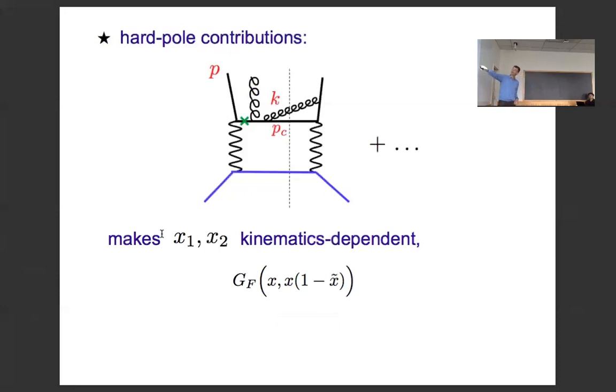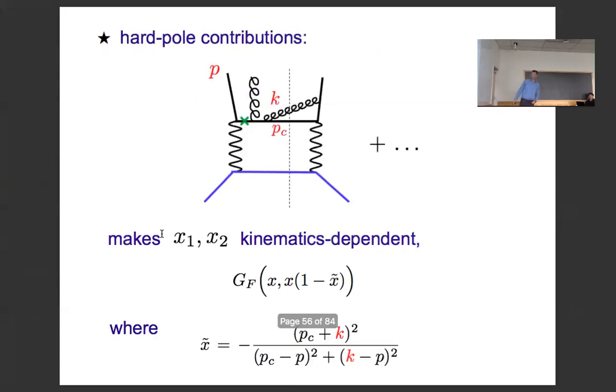And what you find when you work out, for example, a diagram like this, is that the Qiu-Sterman matrix element is probed at x and x times 1 minus x tilde, where x tilde is some kinematic factor. Soft pole contribution would have just x and x. Hard pole has an additional factor here. Now, the issue is that x tilde will depend on kinematics, in the sense that it will depend on Mandelstam variables that involve, for example, this unobserved gluon.